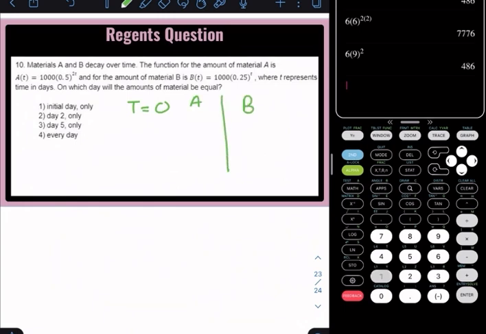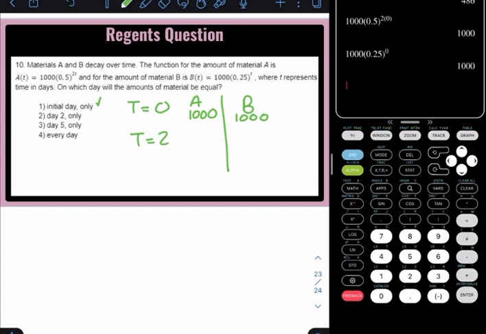For A, I would do 1,000 times 0.5 raised to the power, and I'm making my t be 0, so I would get 1,000 when I do that. And let's see what I get for B. B is 1,000, in parentheses I put 0.25, and I raise it to the 0 power, that would be 1,000. So far, the initial day could work. So that means every day right now could maybe be the case. Let's look at number 2.